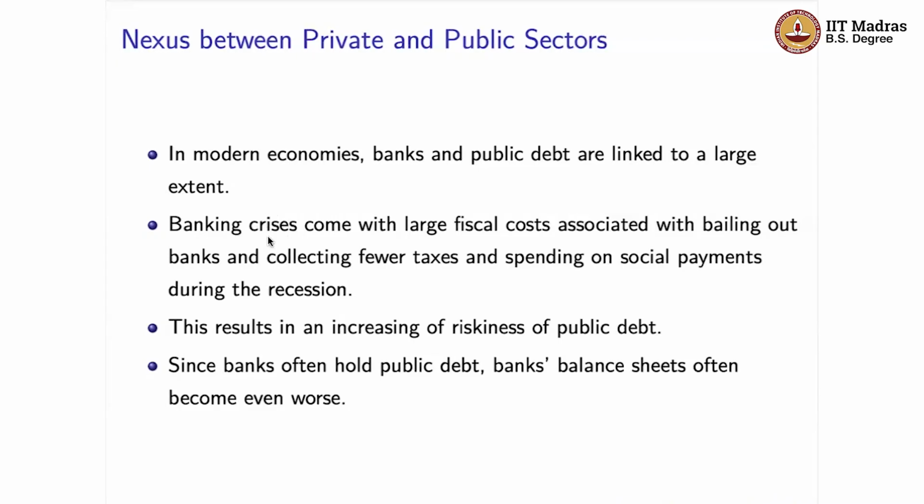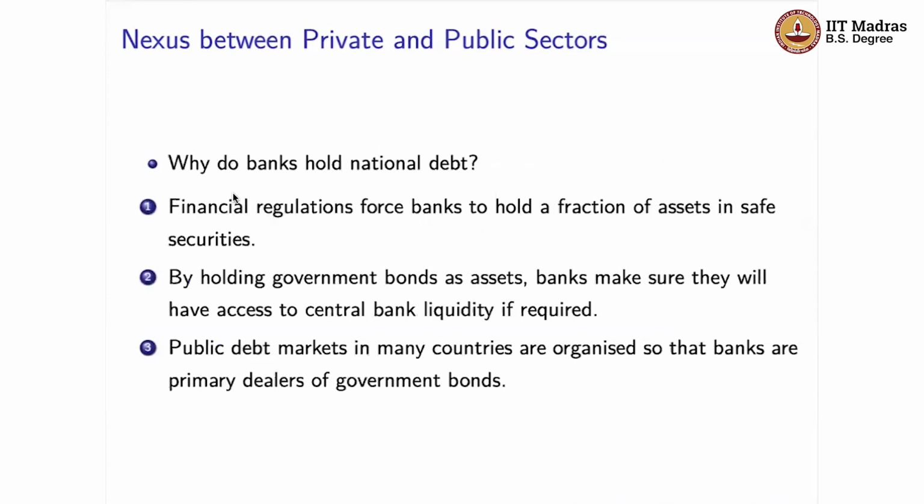So notice the direction in which things were happening. Banking crisis leads to worsening of public debt, which leads to worsening of the bank's balance sheet, which leads to worsening of the banking crisis. So one question to think about is why is it the case that banks hold this debt that is issued by the government? So there are different reasons why that is the case. In a lot of countries, you have financial regulations which force banks to hold a fraction of their assets in safe securities. And government securities are typically classified as safe securities, although as we'll see, they are not necessarily always safe, in the sense that there are instances where the government does default, right?